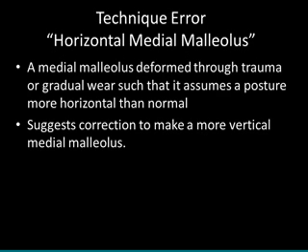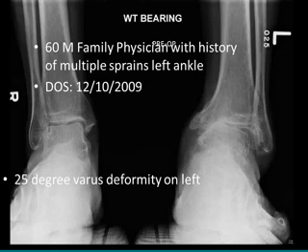Now, I'm going to show you a patient that I did, and I've got a phrase for this kind of finding, and I call it the horizontal medial malleolus. This is a medial malleolus which has been deformed through trauma or gradual wear such that it assumes a posture more horizontal than normal. And it suggests a correction to make a more vertical medial malleolus.